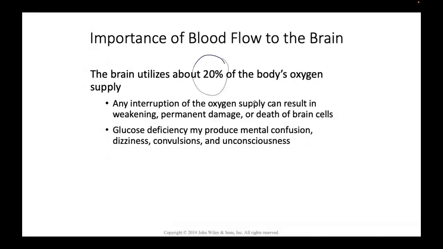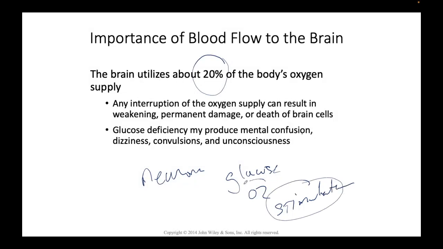oxygen. So any interruption of the oxygen supply can result in weakening, permanent damage, or death of brain cells. And glucose deficiency, okay, that can produce mental confusion, dizziness, convulsions, and even unconsciousness. So we always want blood sugar, we always want glucose, and we always need oxygen. Neurons, in order to function, they need glucose, they need oxygen, and stimulation. They always need stimulation, oxygen, and glucose to function properly.